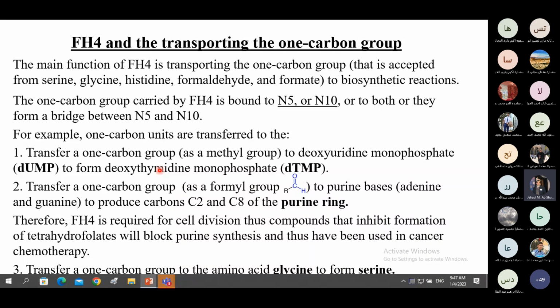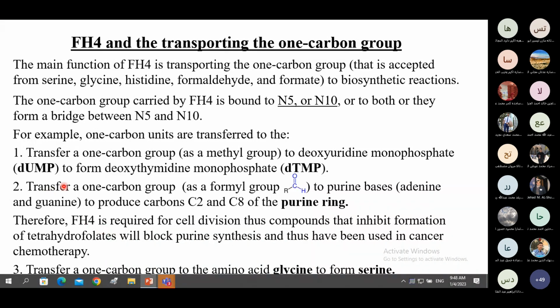It's very important for the synthesis of DNA, deoxythymidine monophosphate, as we will also study, inshallah, in the second semester in molecular biology. Second, FH4 also transfers one carbon group in the form of formyl group to purine bases. Purines are adenine and guanine, while pyrimidines are thymine and cytosine.